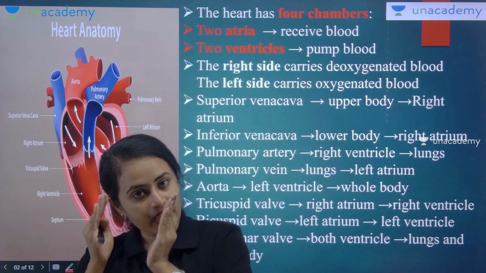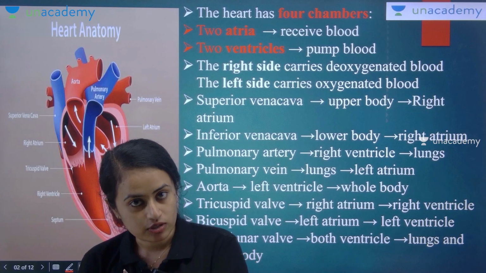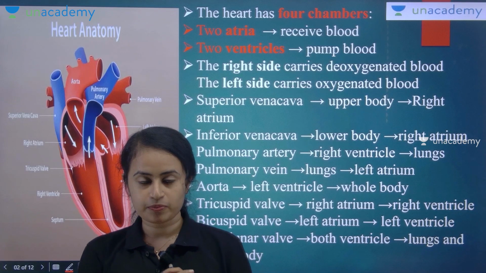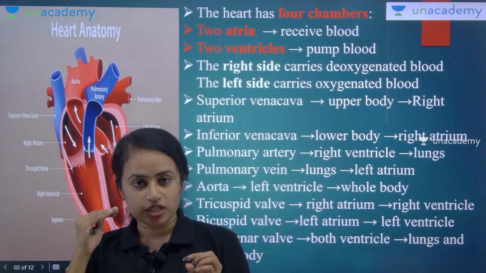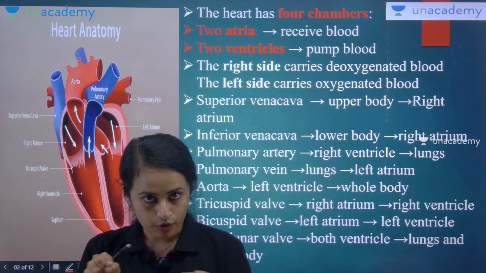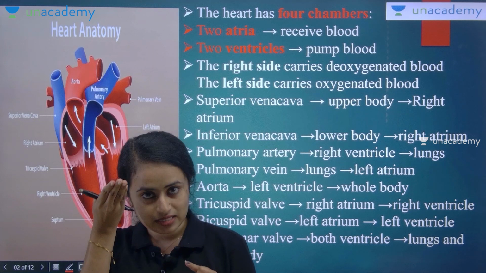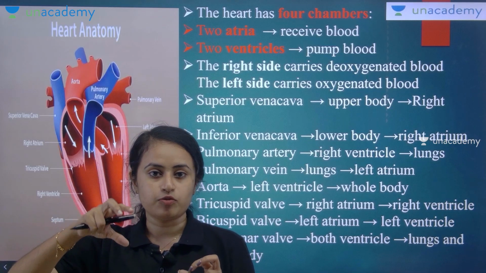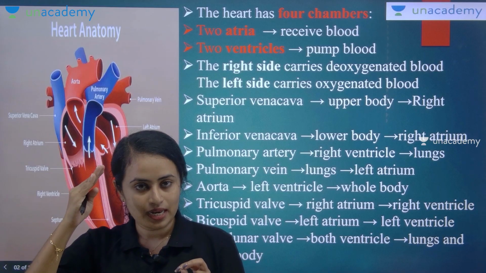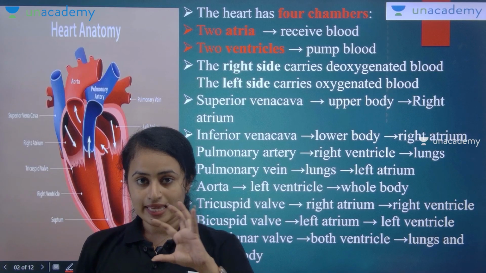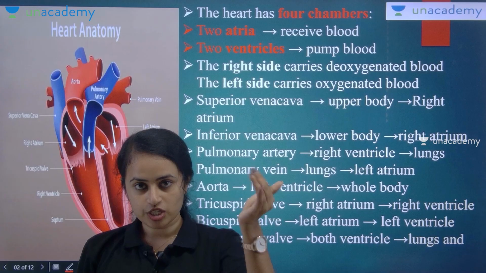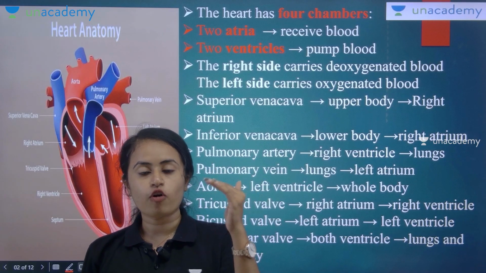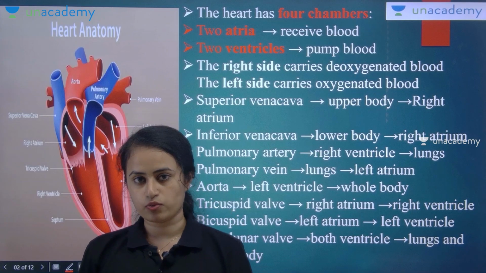We know that the right side of the heart contains deoxygenated blood and the left side contains oxygenated blood. Between the left atrium and the left ventricle, there is a septum that separates them, and there is a valve called the bicuspid valve, which allows the flow of blood from the left atrium to the left ventricle. On the right side, from the right atrium to the right ventricle, there is the tricuspid valve, which allows the flow of blood from the right atrium to the right ventricle.